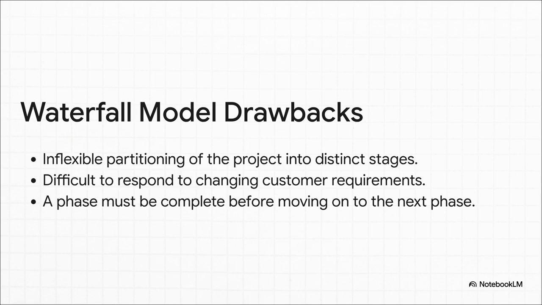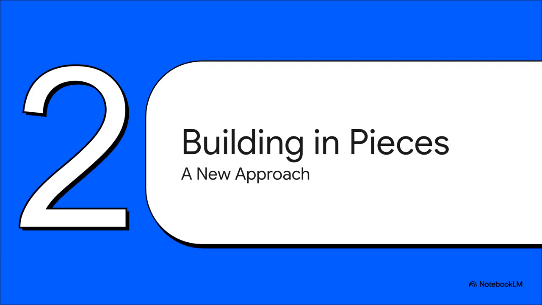The waterfall model's biggest strength, that super rigid structure, is also its fatal flaw. Because let's be honest, in the real world, when do customer needs ever stay exactly the same from the start of a project to the end? Pretty much never. And with this model, any big change means you have to go all the way back to the top of the waterfall and start over. It's brutal. Okay, so if the build-it-all-at-once approach is just too rigid, what's the alternative?